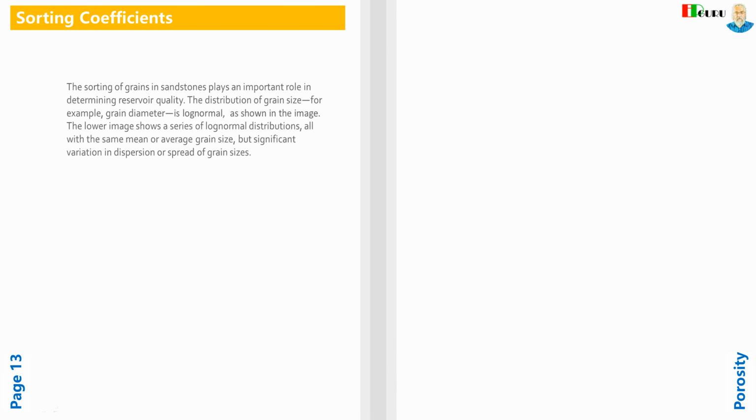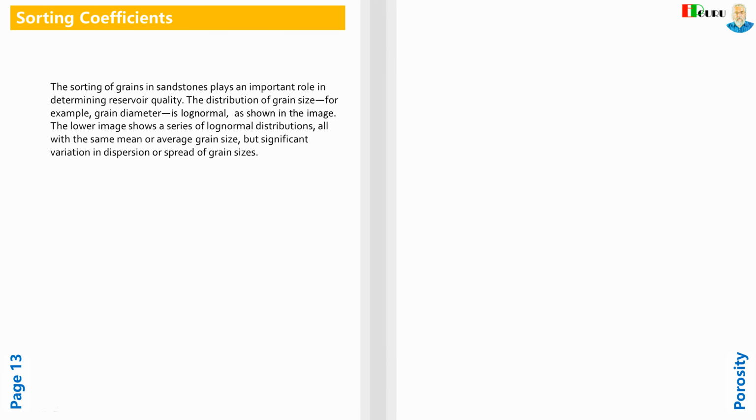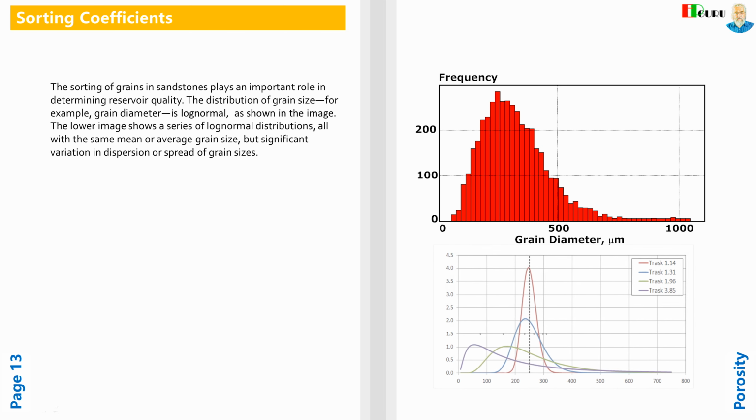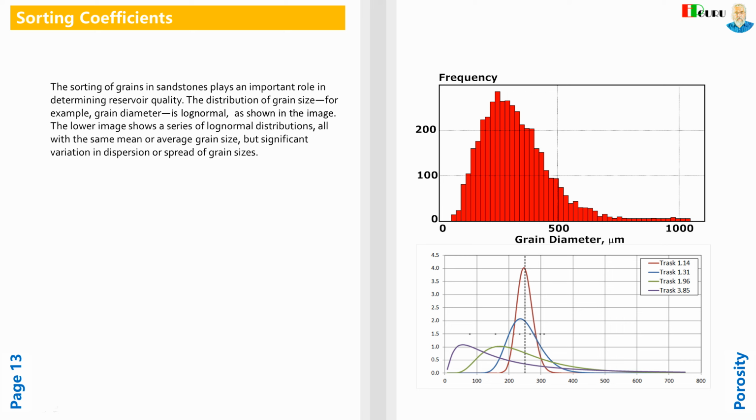The sorting of grains in sandstone plays an important role in determining reservoir quality. The distribution of grain size, for example, grain diameter, is log normal, as shown in the image. The lower image shows a series of log normal distributions, all with the same mean or average grain size, but significant variation in dispersion or spread of grain sizes.